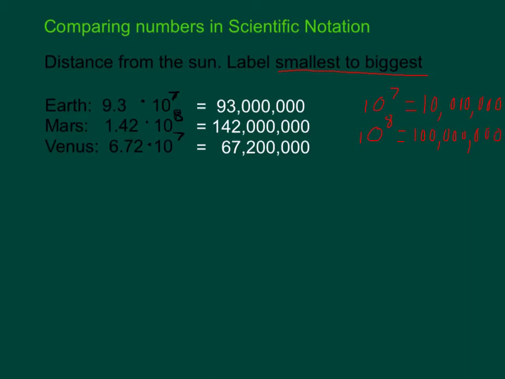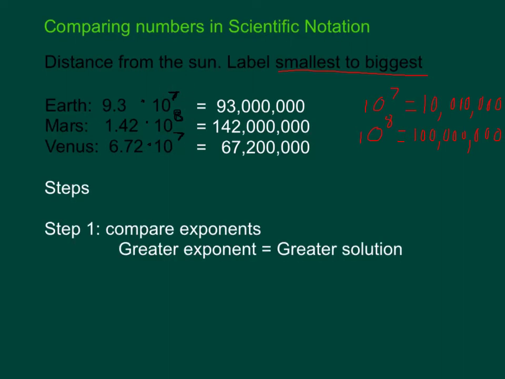We see that in these problems, Mars's coefficient is being multiplied by a greater number, thus making a greater distance. So the one furthest from the sun is Mars. So let's make some rules that we can follow. When comparing numbers in scientific notation, the first thing that we do is compare the exponents. I recorded our steps here.